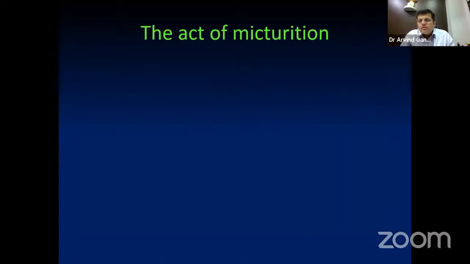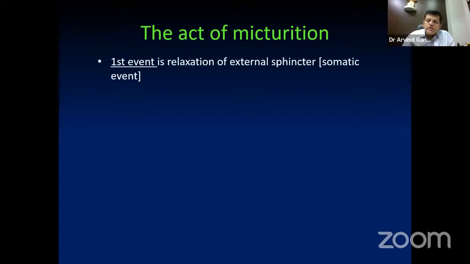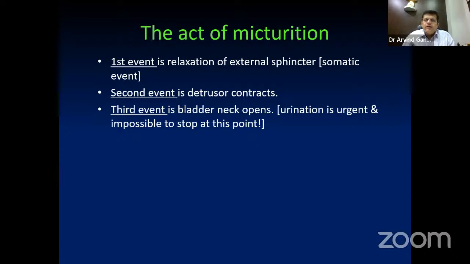We further go along the discussion of the physiology or act of micturition. We all know that there are 3 events whenever one passes urine. The first event is relaxation of the external sphincter, and this is a somatic event. The second event is a detrusor contraction. The third event is the bladder neck opens. At this point, urination is urgent and it's almost impossible to stop urination. So the urination can be stopped till the second event is initiated.